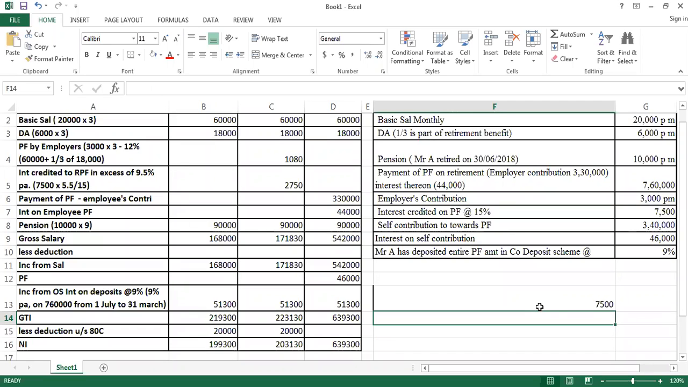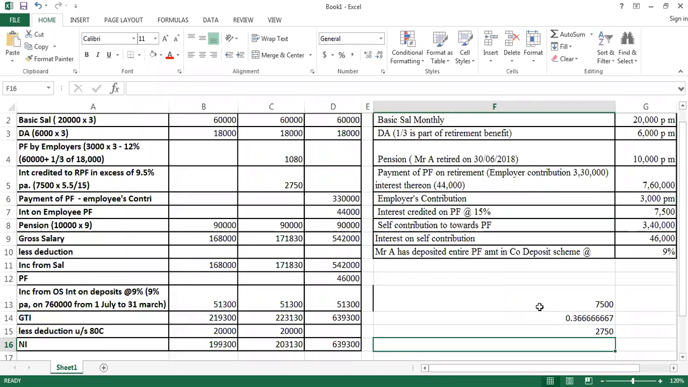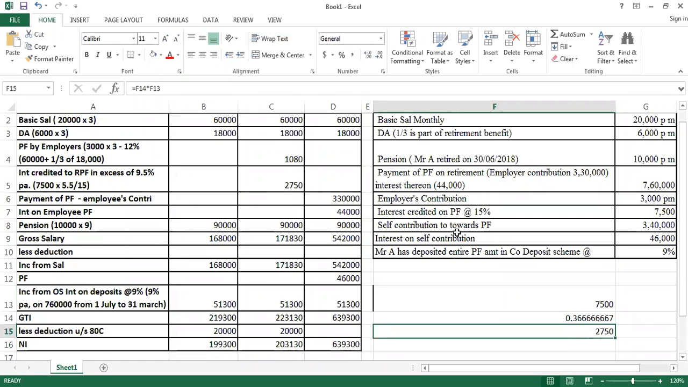We are going to make the calculation as 5.5%, that is the extra percent that he has received, divided by 15%, because 15% was the rate of interest that was paid to him. Once you divide this, you get 0.33 whatever. You just have to multiply it. When you multiply this, you get 2,750 rupees. This answer and this answer match.